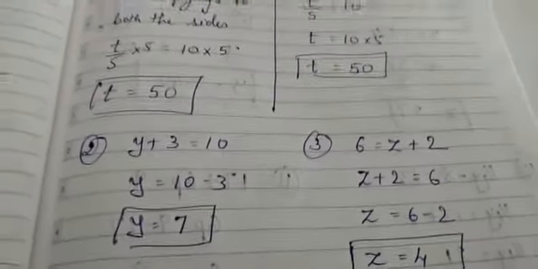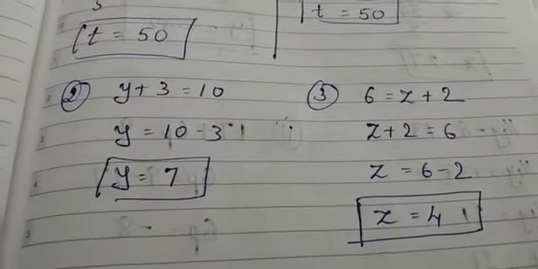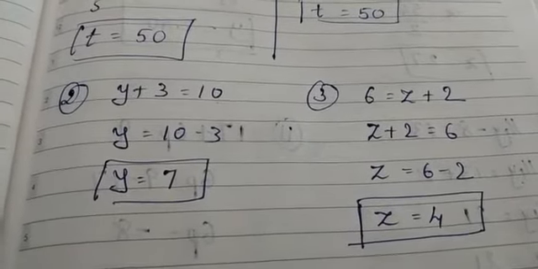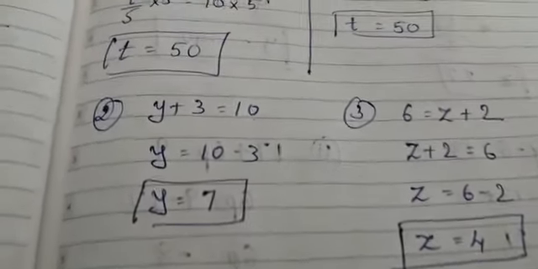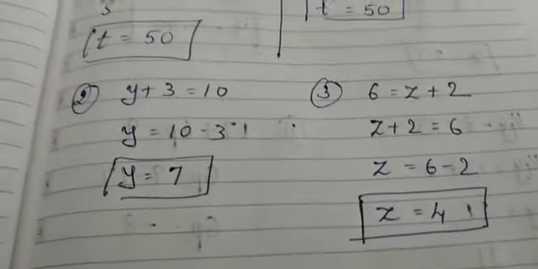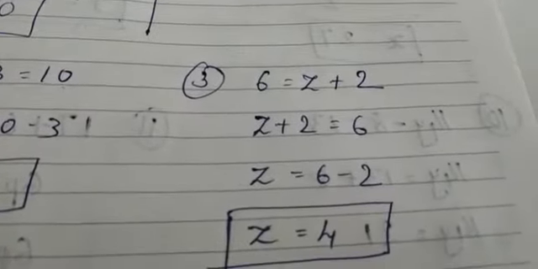Okay. Now, sum number 2. In sum number 2, it's the same as the first one. Y plus 3 is equal to 10. 3 you take to the other side. Positive 3 becomes negative. So 10 minus 3 is 7. Third sum. 6 is equal to z plus 2.